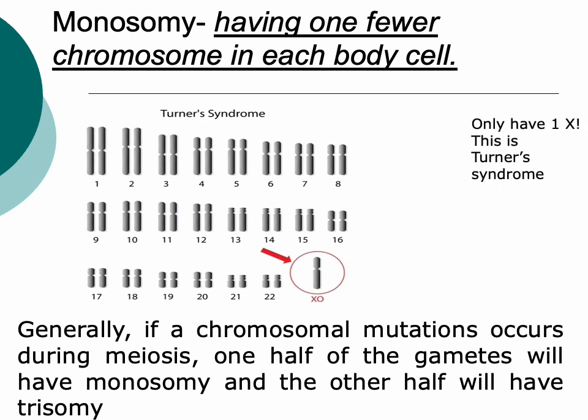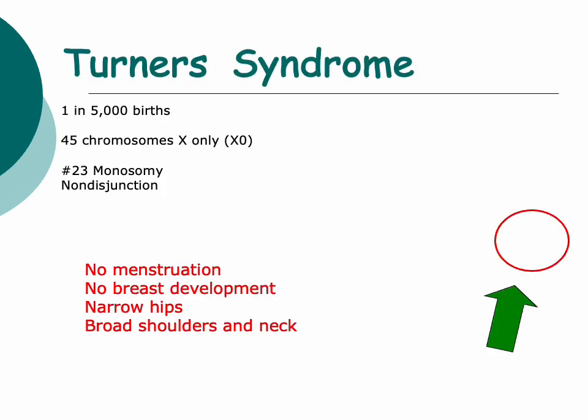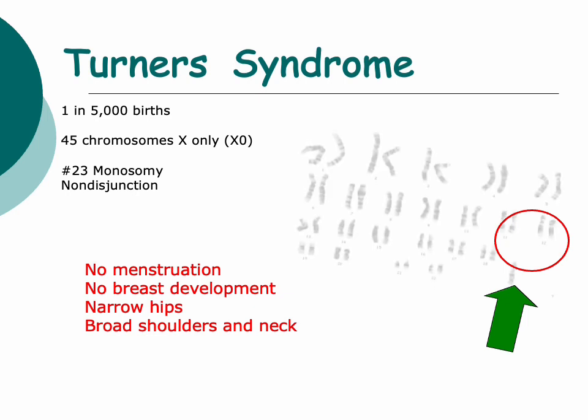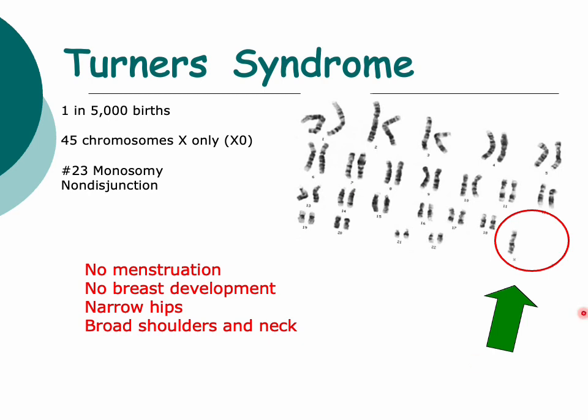So a good example of monosomy is Turner syndrome. Turner syndrome is only 45 chromosomes. You have only one sex chromosome, which is chromosome X. Ideally, the sex chromosome should be paired because one would come from the mother and one would come from the father. But for Turner syndrome, you have only one X chromosome. Its incidence is 1 in 5,000 births. In Turner syndrome, you only have one X chromosome, as you can see in this karyotype.